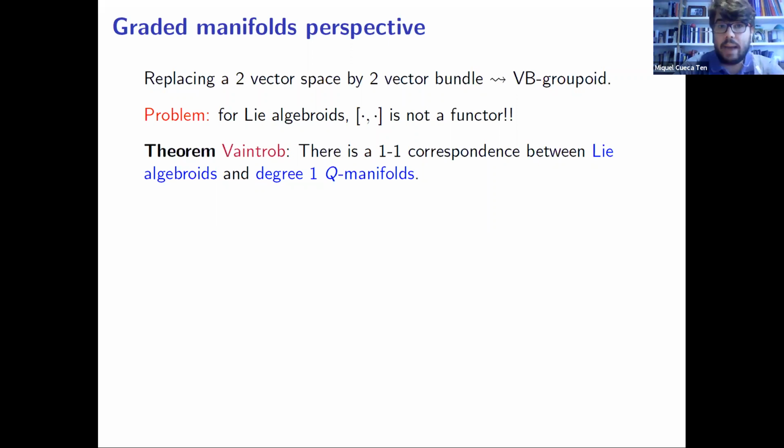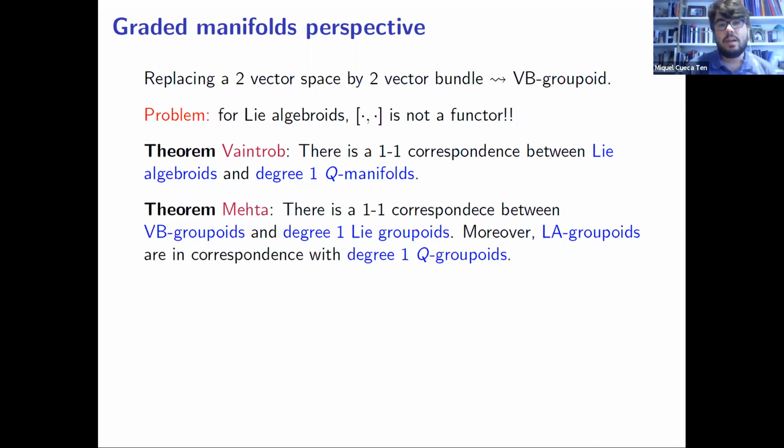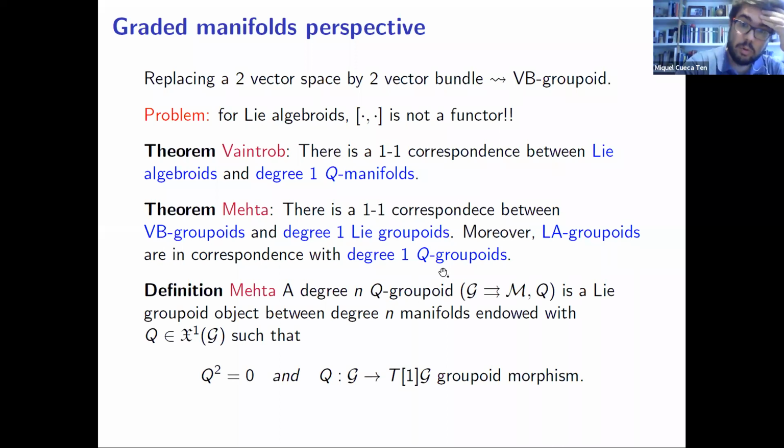So why is this a new point of view that helps us? Because there is a second theorem that says there is a one-to-one correspondence between VB-groupoids and degree 1 Lie groupoids. So this is just Lie groupoids in the category of degree 1 graded manifolds. Moreover, it was seen by Rush that LA-groupoids, so VB-groupoids that are groupoids in one direction and Lie algebroids in the other, so the infinitesimal objects of double Lie groupoids, are in correspondence with degree 1 Q manifolds, with degree 1 Q groupoids.